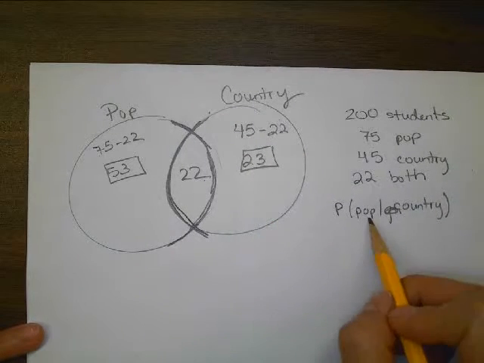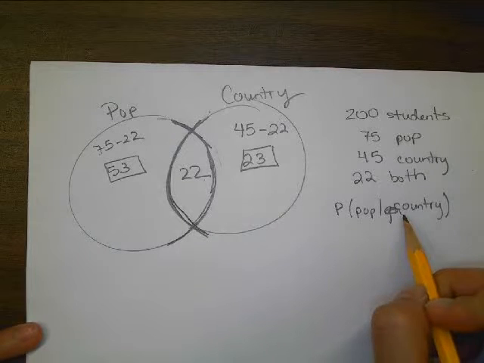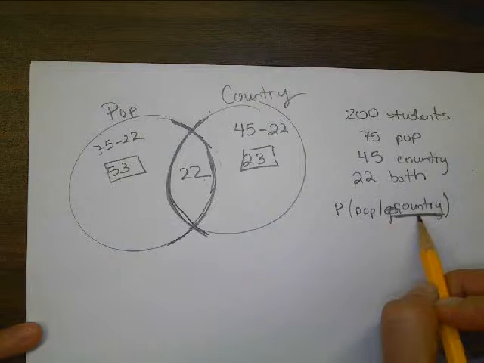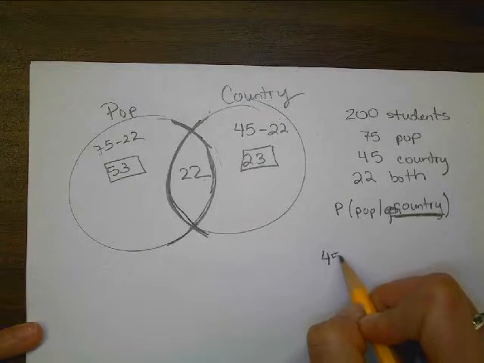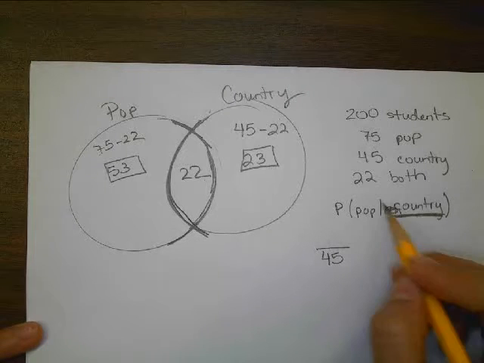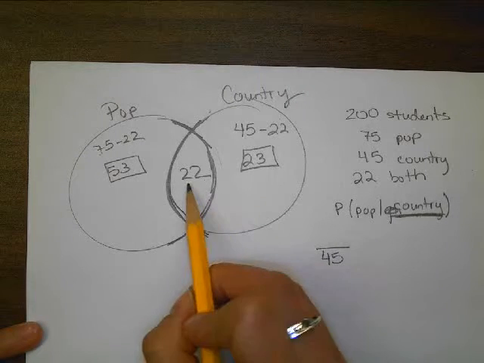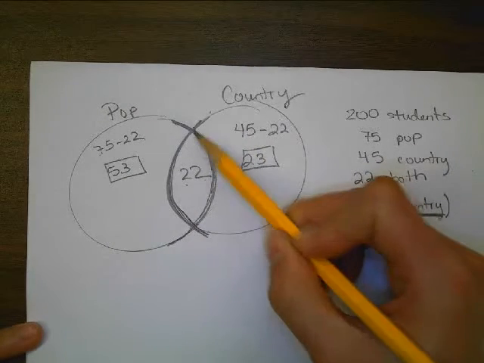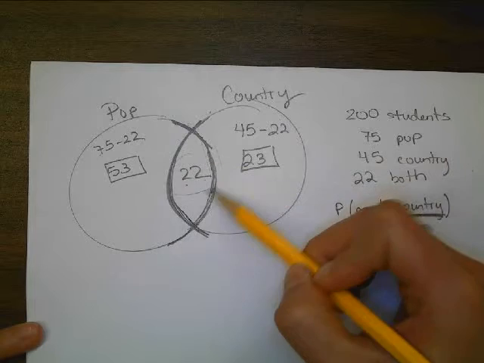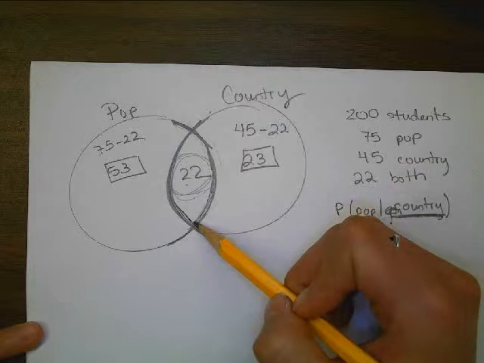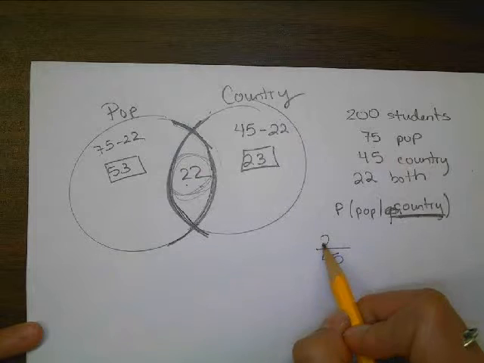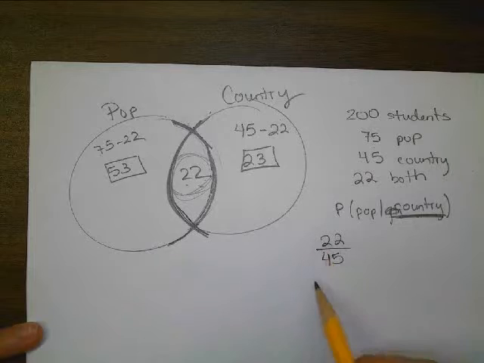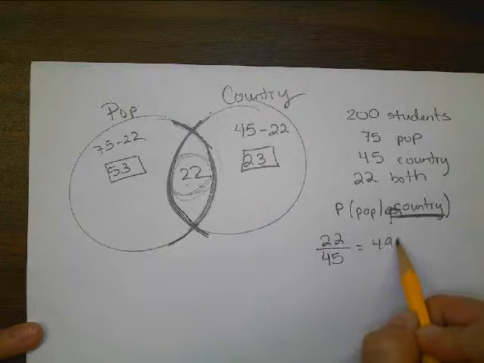And now to find the probability of pop given country, the given, remember, is what we're focusing on. So we want our total to be out of all the people who like country music, which is 45 people. Now out of those 45 people, we know that 22 of them like pop music because that's part of this overlap here, this intersection. So this part of country intersects with the pop music. So 22 is the number of people who like pop music given they like country. So 22 out of 45, which is 49%.